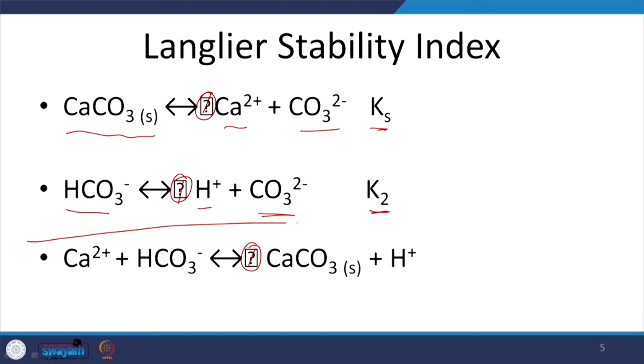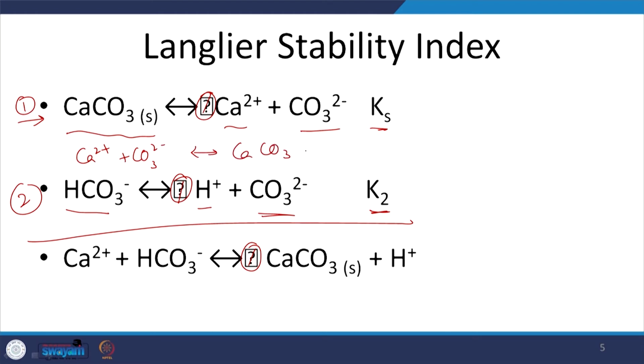From these two reactions, by changing the reactants and products in the first reaction, I can add them up and get a particular reaction. If I swap the first reaction, such that Ca2 plus plus CO3 2 minus goes to CaCO3, the solid. Why do we write it in this way? This is the typical way for which the solubility product is calculated. But if I swap it, then the equilibrium constant for this swapped reaction will be 1 by Ks.